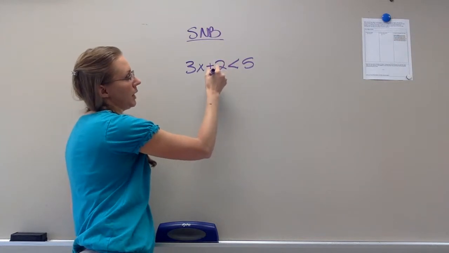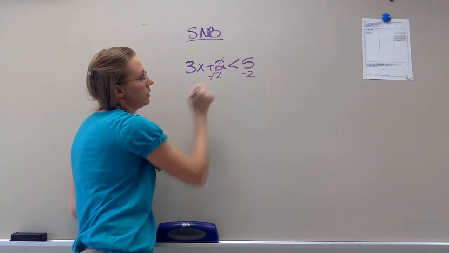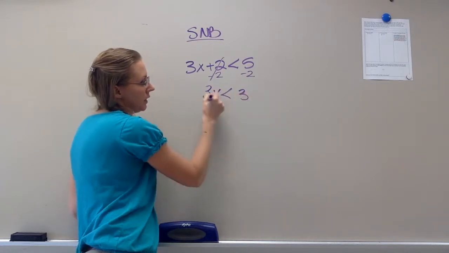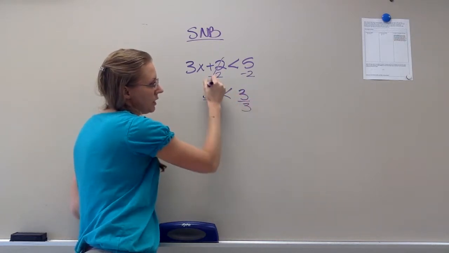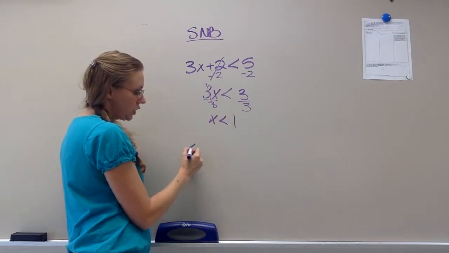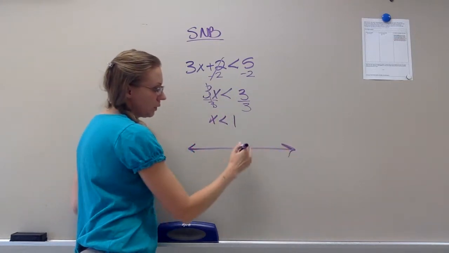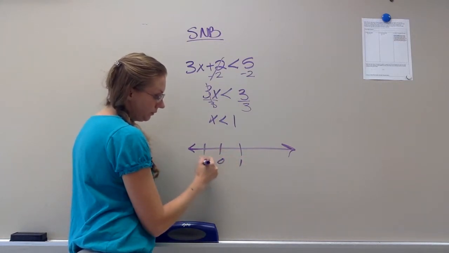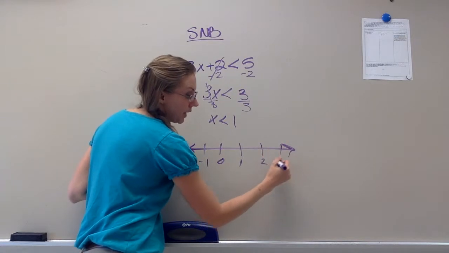So the inverse of a plus 2 is we subtract 2. We're left with 3x is less than 3. Divide by 3, divide by 3. Now we have x is less than 1. To graph that on a number line, we're going to put 1 in the middle, a couple numbers below, and a couple numbers above.